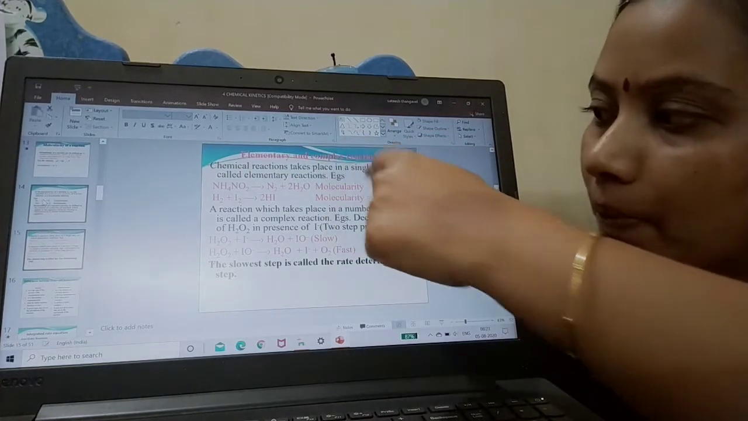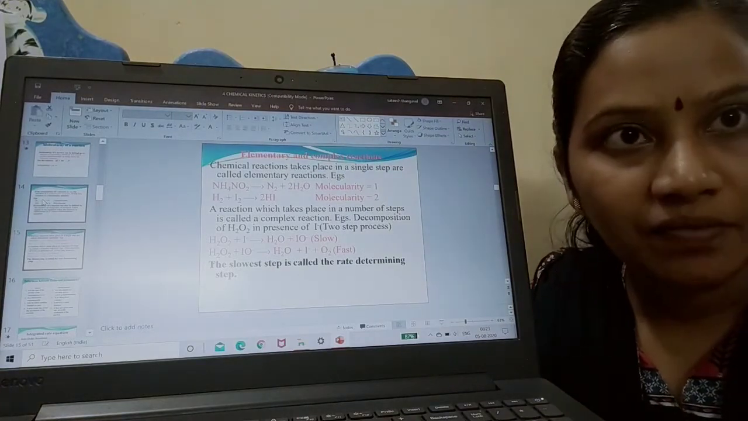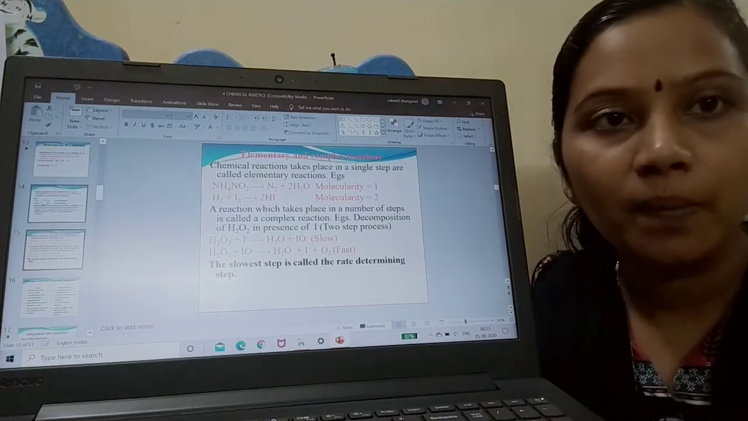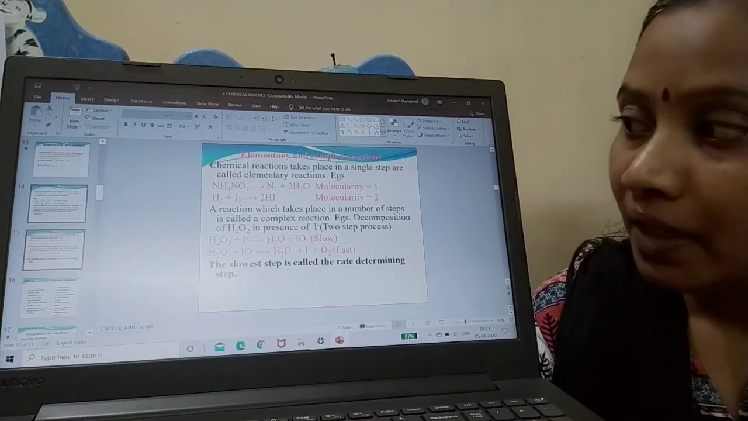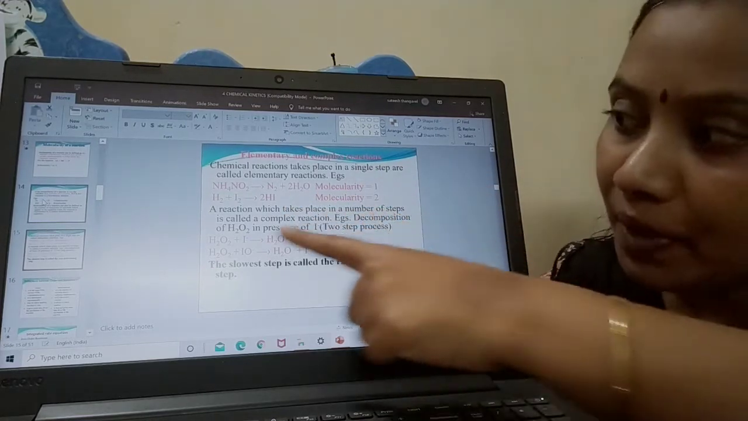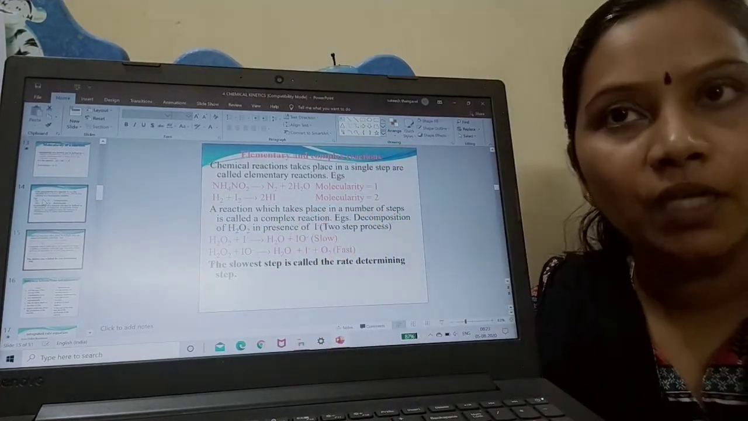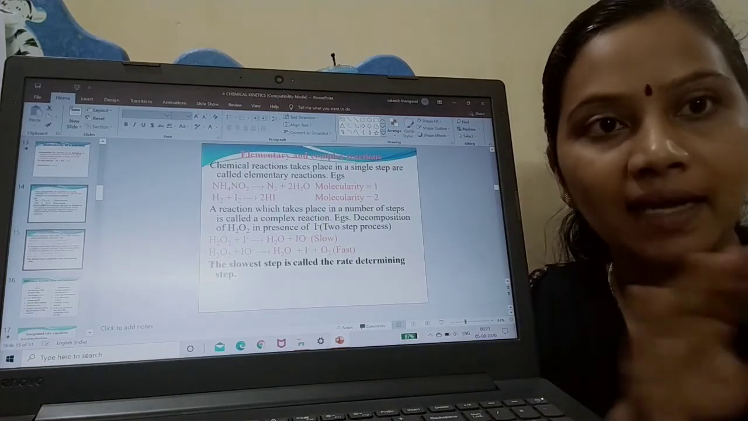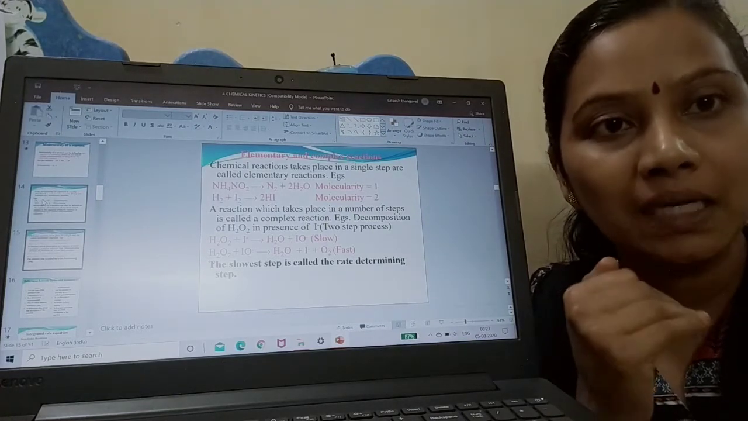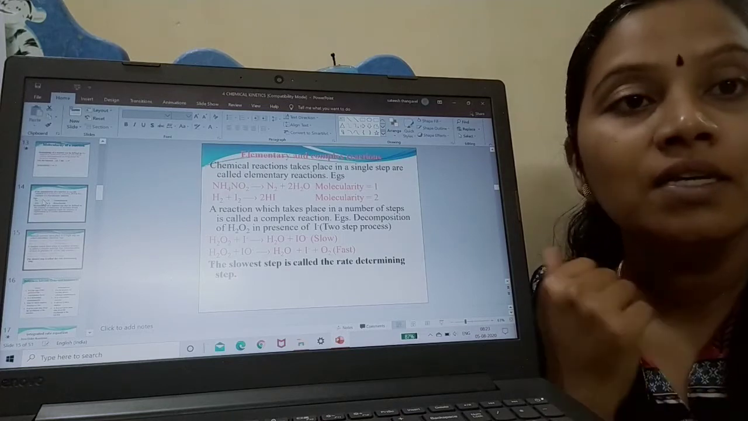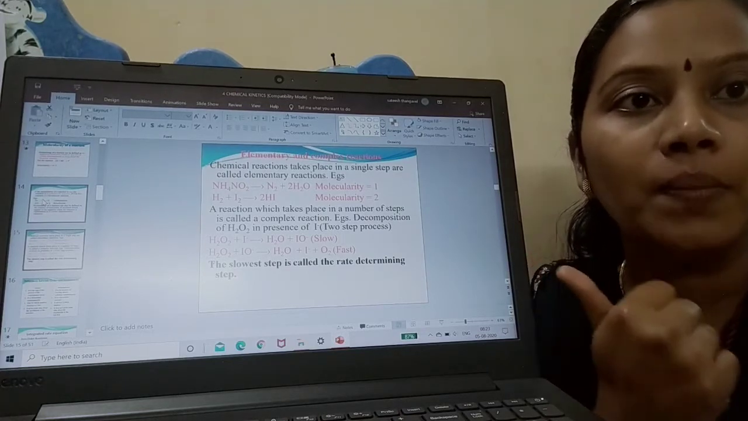What is a complex reaction? See, the name itself says it's not a simple reaction, it's going to be a complicated reaction. A reaction which takes place in a number of steps is called a complex reaction. It won't complete in one step. It's not a direct reaction. It is going to follow multiple steps in order to get the product.